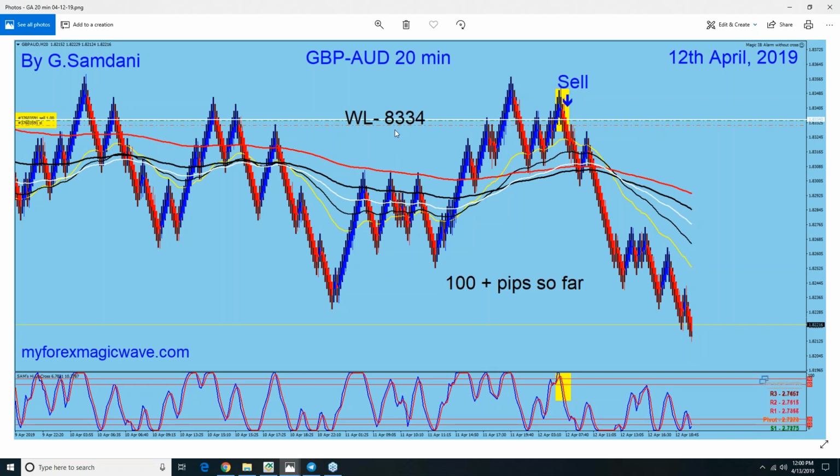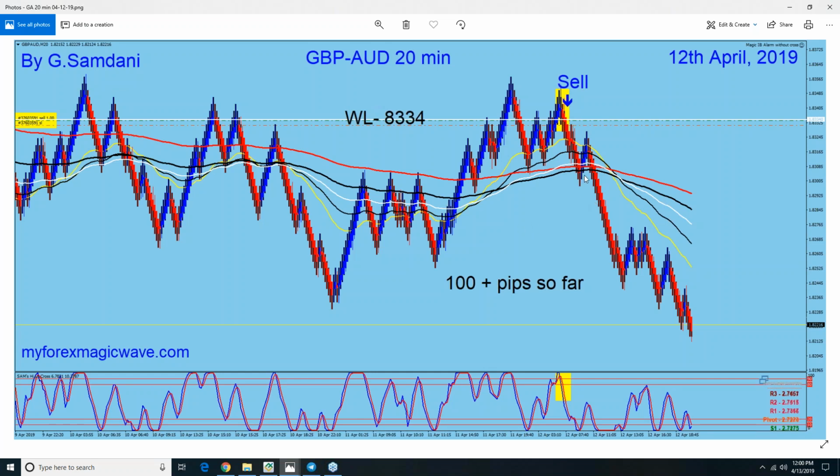The idea was that 8334, we're not going above it. The wave is below it. Everything is below 8334, so we might be dropping. So I open a trade here. It starts to move down, I move my stop to break even plus 5 pips, and that's 100 pips on Friday. Simple as that. I'm not showing other numbers here, right?